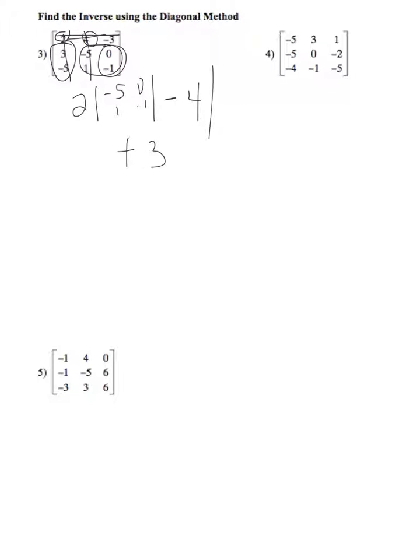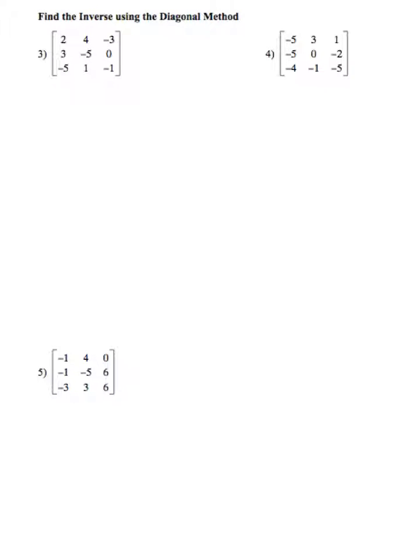Then we did plus negative 3 times its determinant. Okay. There is a little bit quicker way for that. So let me show you the little bit quicker way. What I'm going to do is extend it with these first 2 columns.